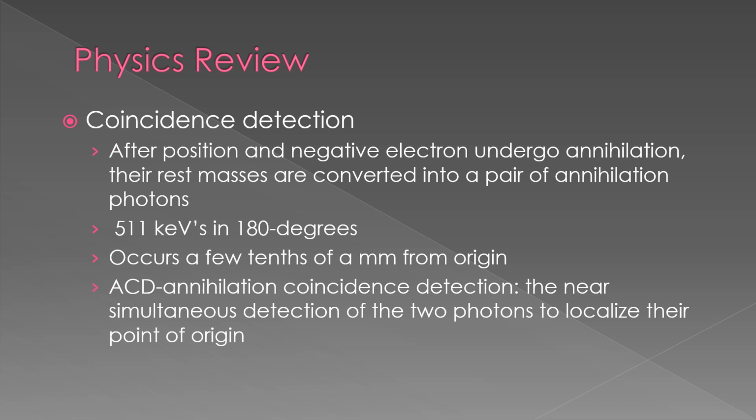With ACD, or annihilation coincidence detection, the near simultaneous detection of the two photons is used to localize their estimated point of origin. So this is an important point to remember when we are imaging with PET, is we're seeing the location of the 511 keV photons, not the original positron decay.